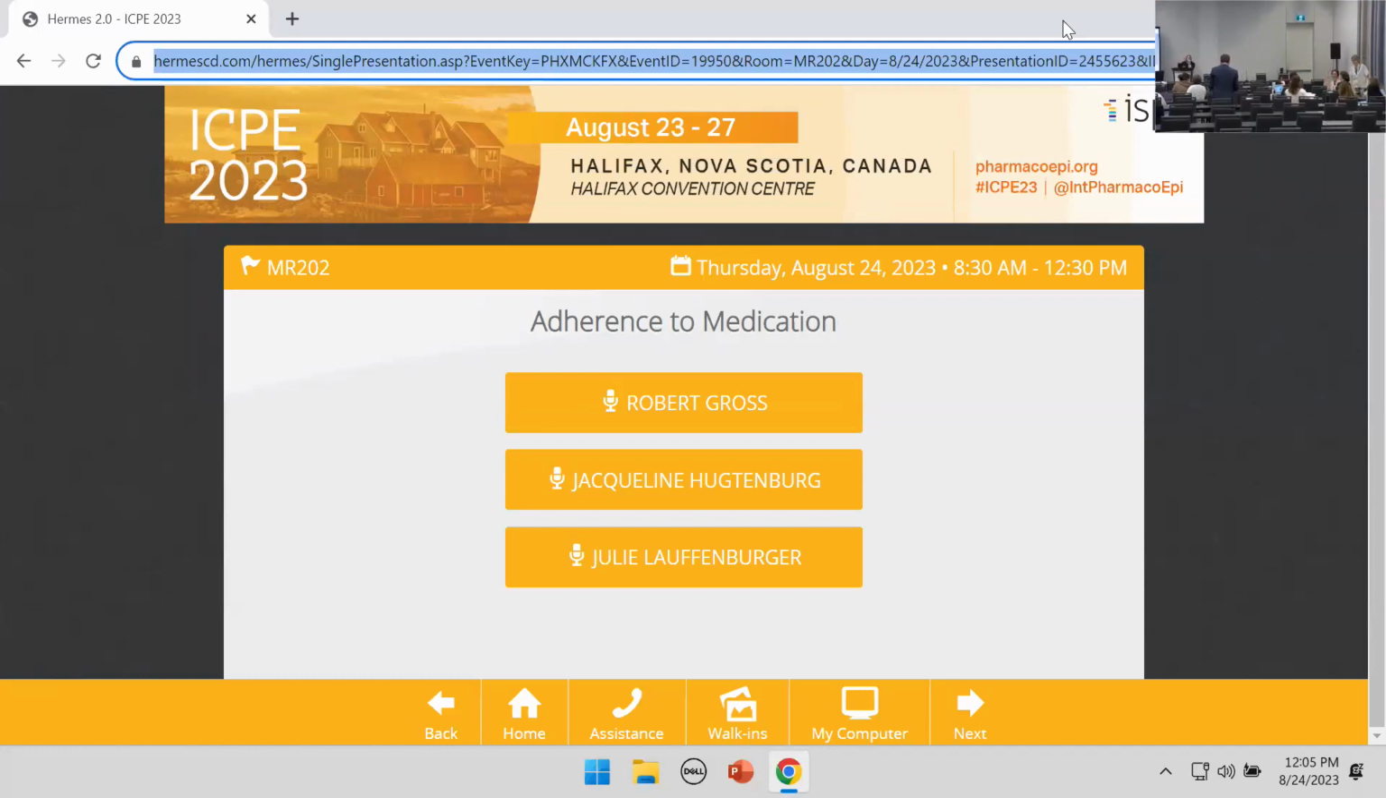So we argued for a new initiator design, since we felt that prevalent users are conditioning on their past adherence. If they're prevalent users, they had to have been adherent up to that point. And because we're interested in the trajectory of their adherence, it's easiest to start with people who are just starting.